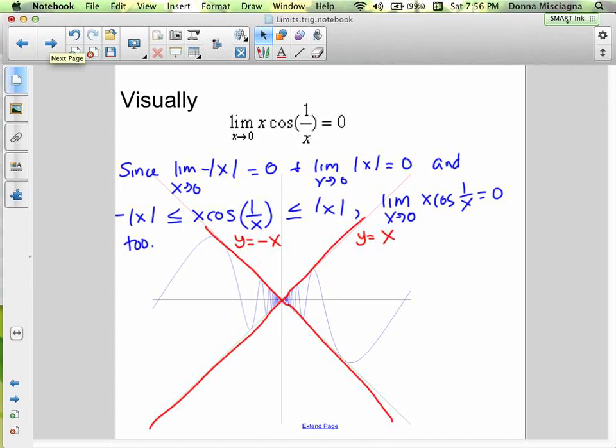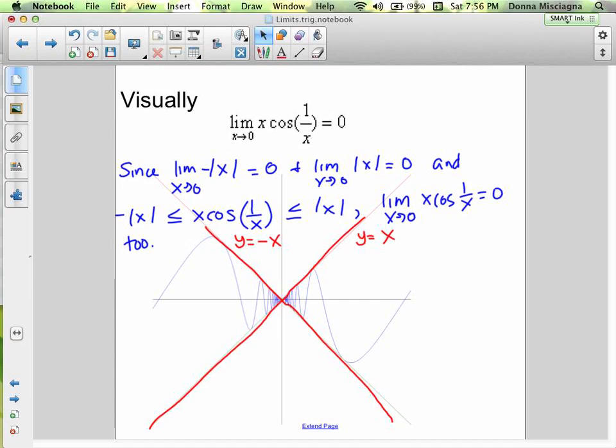And notice, graphically we can see all three of those functions are approaching 0. Now, y equals negative x is defined for 0, and y equals x is defined for 0, but x times cosine 1 over x is not defined for 0. I can't plug in 0 there. There's a hole, but it doesn't matter that there's a hole because a limit is defined there. And we were able to show this using the sandwich theorem. So here we did it algebraically using the sandwich theorem, and we showed it graphically as well.